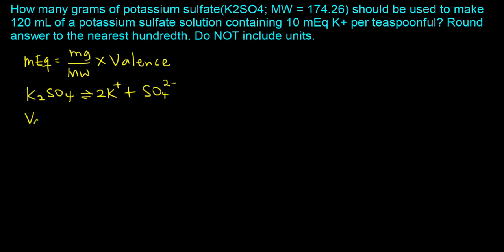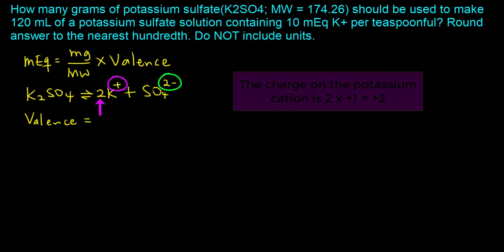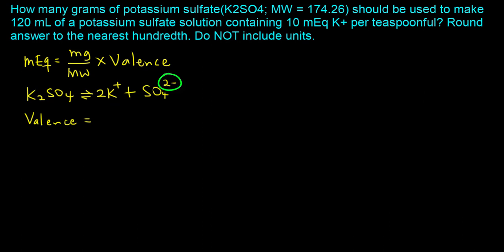And so the valence of the compound is obtained either by the absolute value of the charge on the cation or the absolute value of the charge on the anion. So if we use the sulfate anion, then it will be the absolute charge of -2, which is going to be 2. So the valence of potassium sulfate is 2.